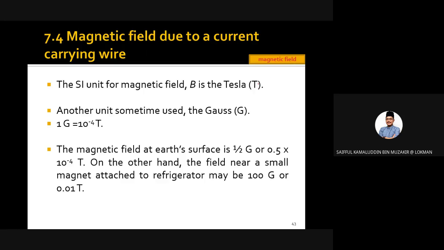The SI unit of magnetic field is Tesla. Everybody knows already. Another unit sometimes used is the Gauss, rarely used. 1 Gauss equals 10 to the power of minus 4 Tesla. The magnetic field at Earth's surface is only half a Gauss, or 0.5 times 10 to the power of minus 4 Tesla. On the other hand, the field near a small magnet attached to a refrigerator may be 100 Gauss, or 0.01 Tesla. So the Earth's magnetic field is relatively small compared with a magnet that we use on our fridge.